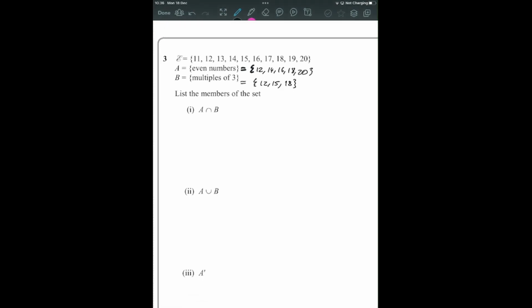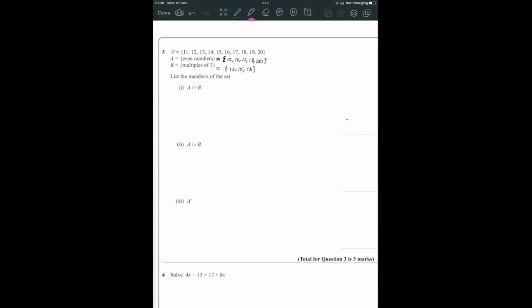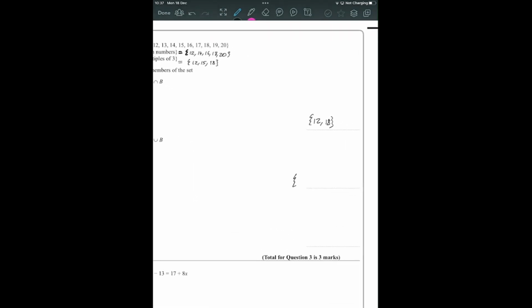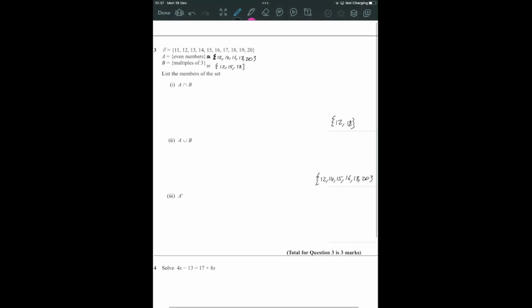So the members of A intersect B. That's the things which are in A and in B at the same time. So it's your even multiples of 3, which is 12 and 18. A union B. I'm going to write out everything that's in those two sets. So it's every even number, every multiple of 3, which is actually just going to look like the even numbers, but include 15. That's the only one that's not there.